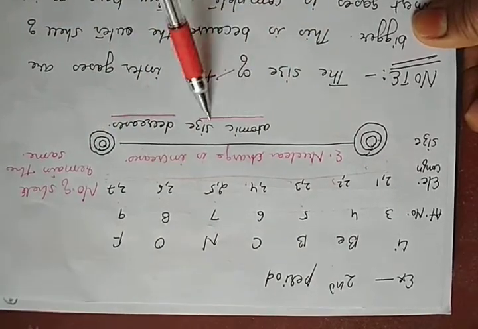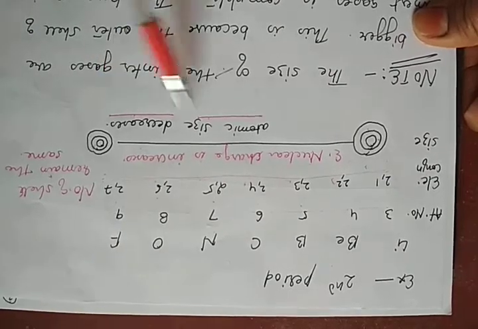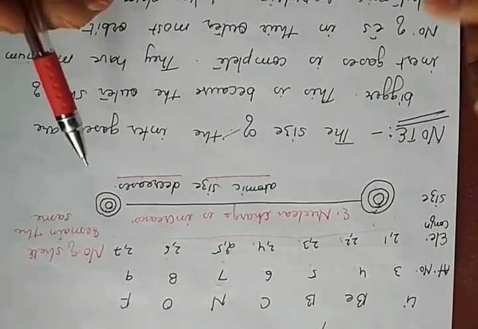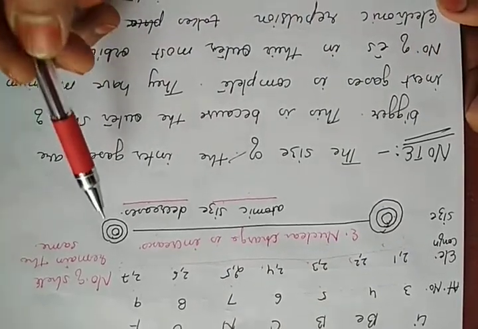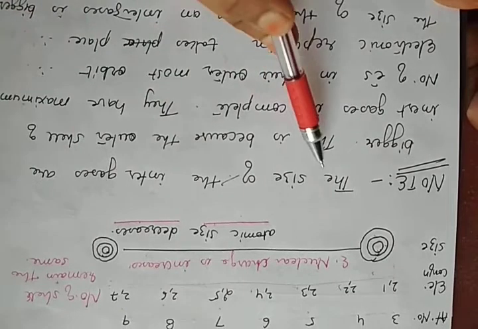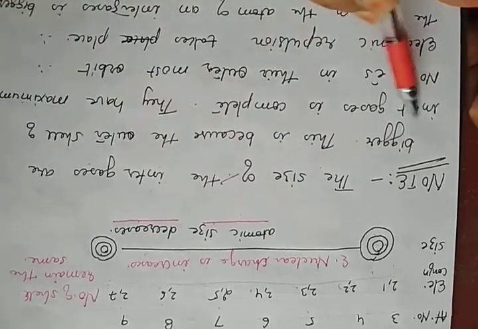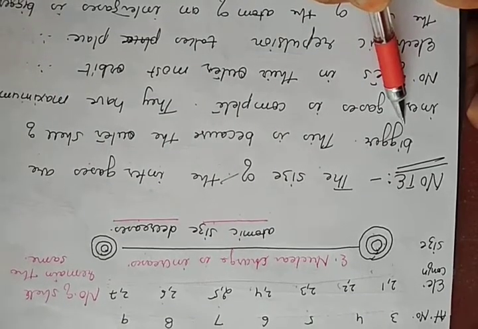Thus, atomic size decreases when one moves from left to right. Now, we have to remember the special notes related to atomic size. The first one is that the size of the inert gases is bigger as compared with their respective halogen.